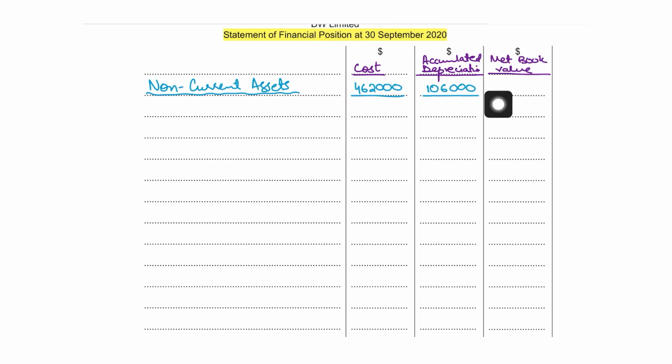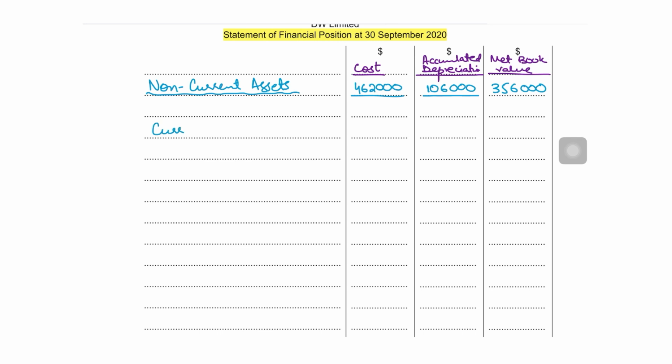The reason why I am underlining this is so that we don't confuse it by adding it in the further calculations which we'll be doing in the later part of the SOFP, as these two figures won't be used anywhere. We'll be using the net book value, which is 462,000 minus 106,000, 356,000, in the later calculations while we will be calculating total assets.